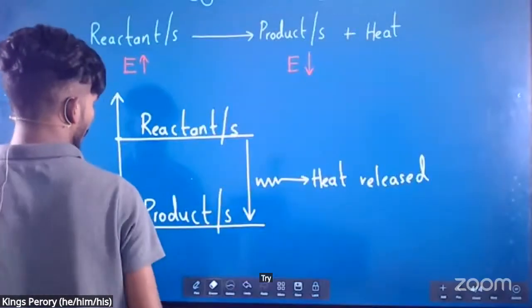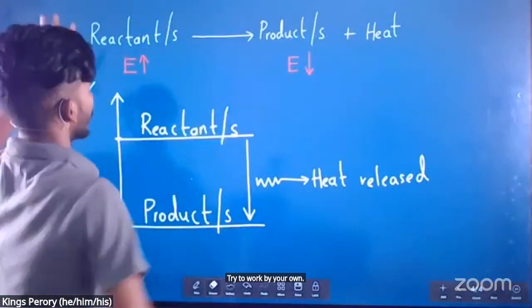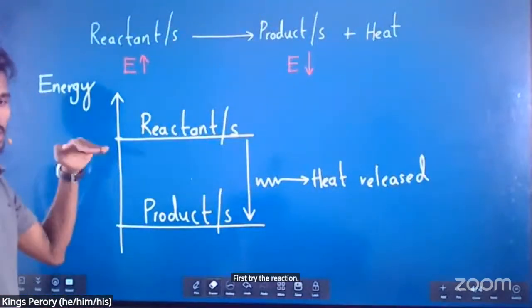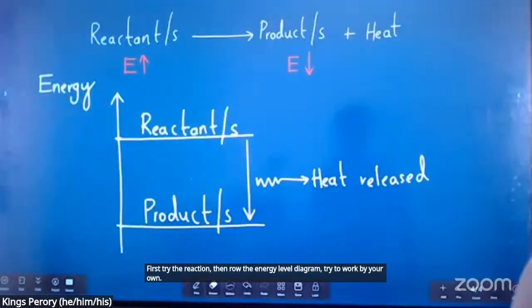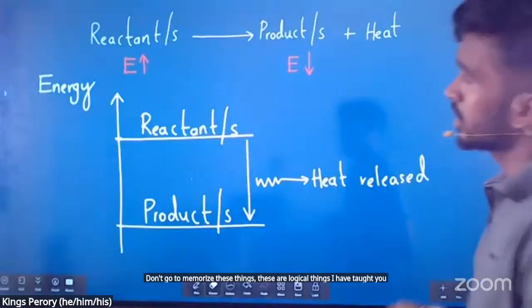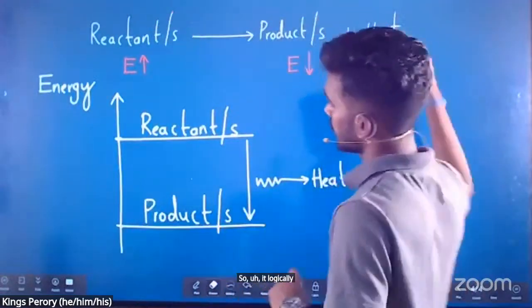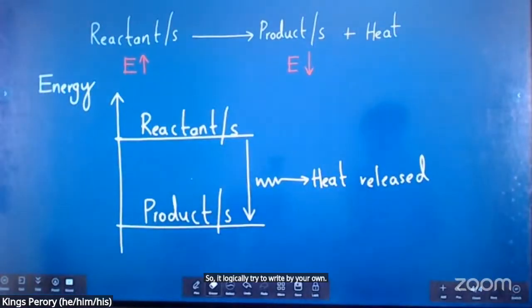Try to work by your own. First write the reaction, then draw the energy level diagram. Try to work by your own. Don't memorize these things. These are logical things. I have taught you the logical part of it. So work it logically. Try to write by your own. Work. Once done, tell me done.